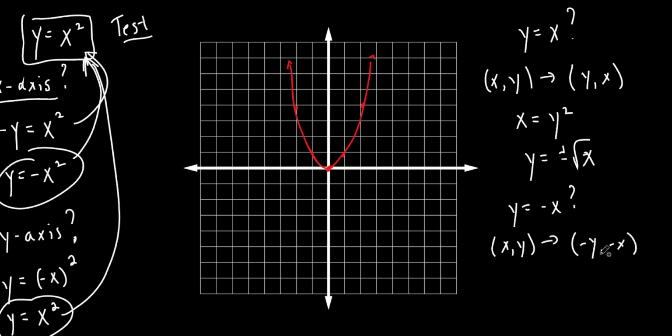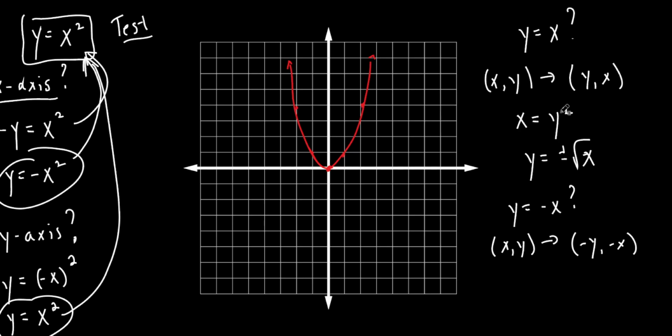All right, so let's test it. Let's put it in here, because sometimes it will work. All right, when you switch the x's and the y's and you negate both of them, you put it into this, and it will become the same thing that you started with, if it's symmetric to the line y equals negative x. So let's try it. So what are we going to do here? Well, we did it right here.